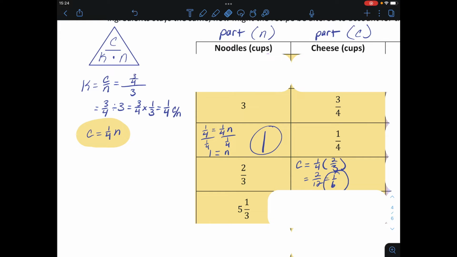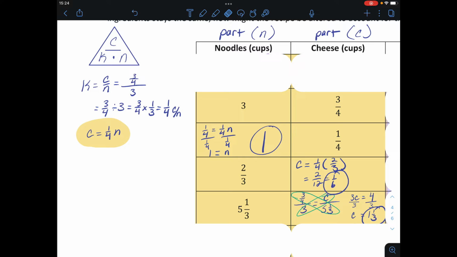So to find the number of cups of cheese that go with 5 1/3 cups of noodles, I instead this time chose to use a proportional relationship and use my butterfly strategy to solve for my missing number. So for this, I just took one of my pairs of cheese and noodles. I took the 3/4 cups of cheese over the 3 cups of noodles, and I set it equal to a fraction with C for my missing cups of cheese over the 5 1/3 cups of noodles that I had.